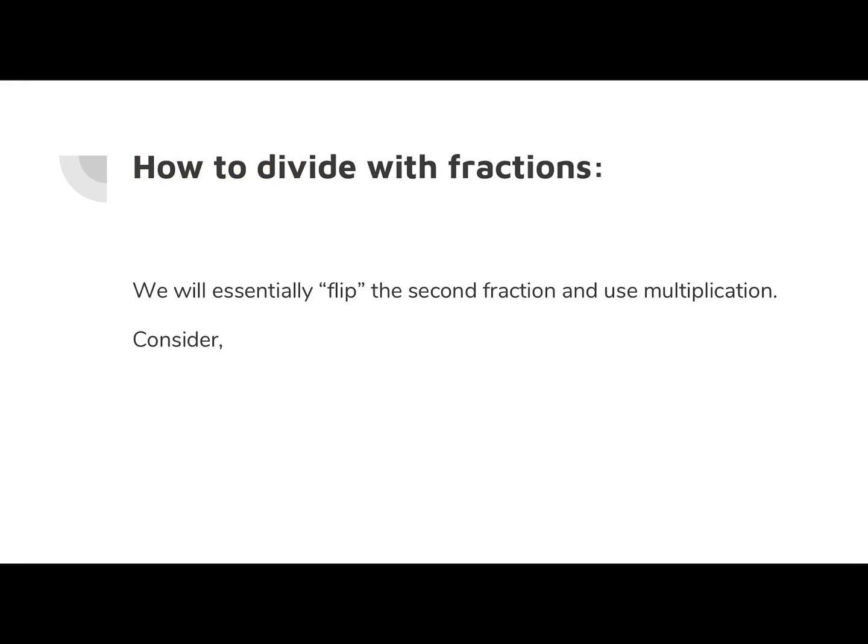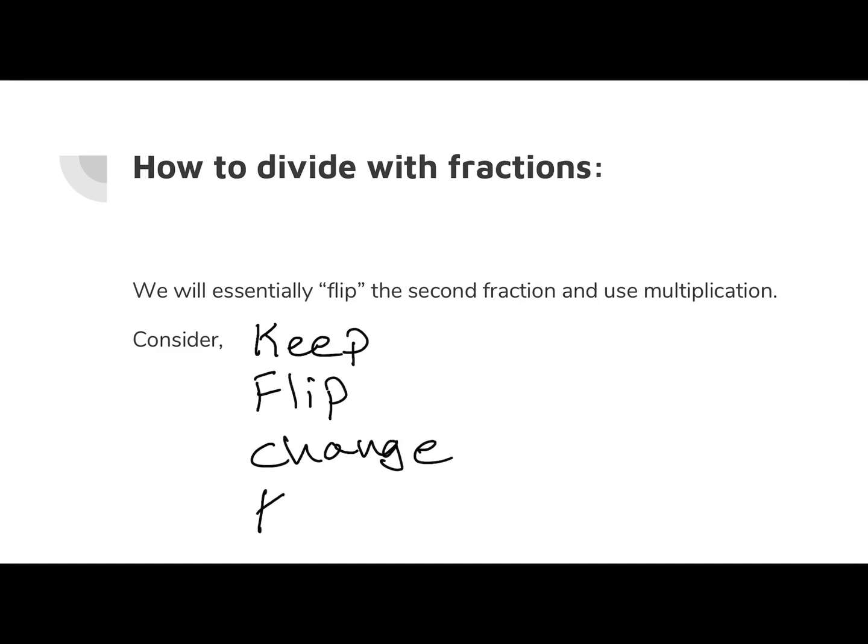So how do we divide with fractions? When we divide with fractions, we essentially flip the second fraction and use multiplication. Or as one of my students said, we use the keep, flip, change method. Or for short, KFC, like chicken. Yep, we're going to use the keep, flip, change method. So we're going to keep the first fraction, we're going to flip from divide to multiply, and we're going to change the last fraction. So let's look at 2/3 divided by 1/5.